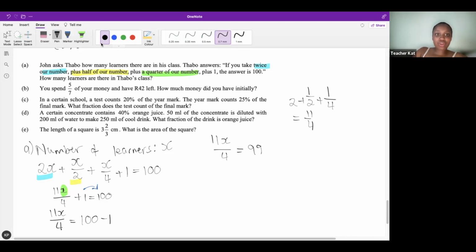How do I get rid of a divide by 4? What is my inverse operation? Thank you very much. So now we are on divide by 4. So I times by 4 on this side and I times by 4 on that side. These will cancel out. I'm left with 11x equals what? What's 99 times 4?